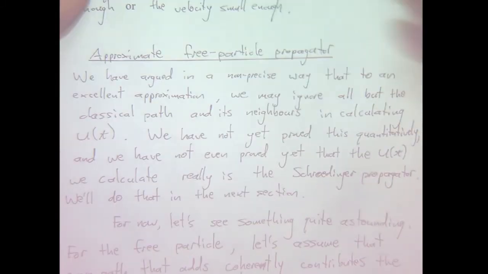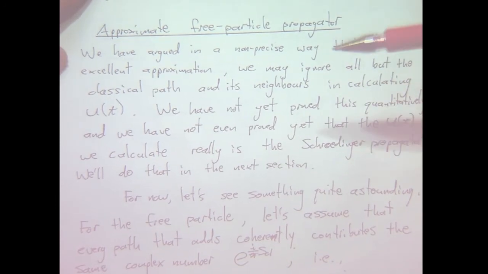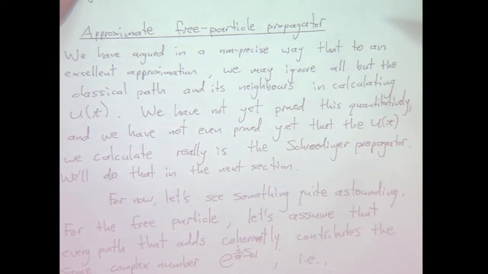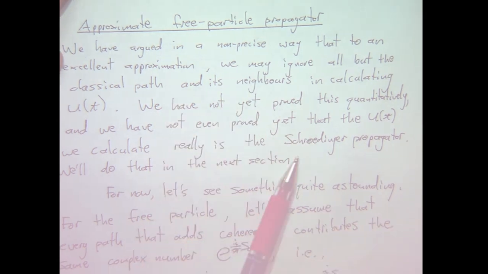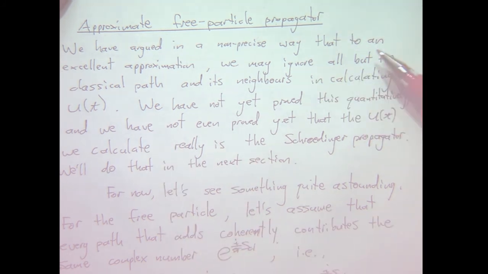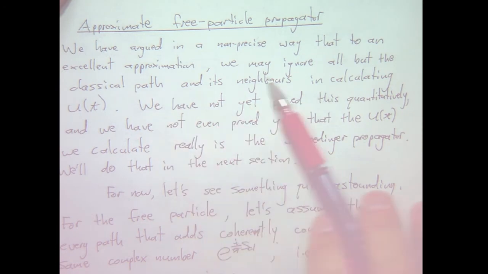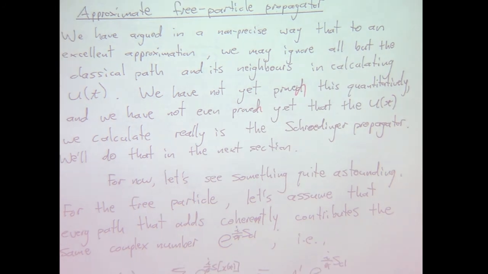Yeah. So let's just calculate an approximate free particle propagator, just to get the hang of the notation. Actually, we've argued in a very non-precise way that to an excellent approximation, we can ignore all but the classical path and its neighbours and calculate the propagator. We have not yet proven this quantitatively, and we have not even proven yet that the U of T calculator really is the Schrodinger propagator, but we'll do that later on.